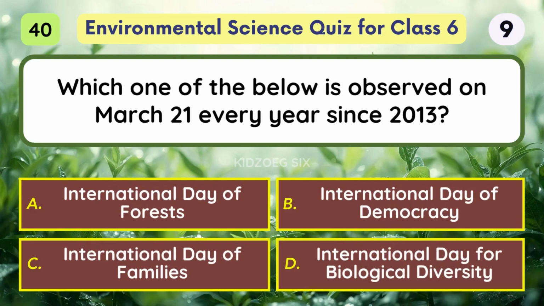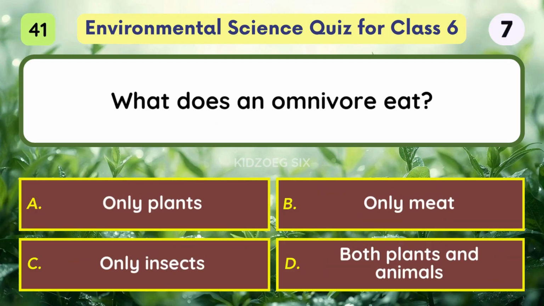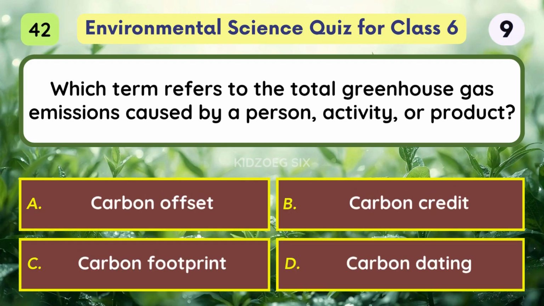Which one of the below is observed on March 21st every year since 2013? International Day of Forests. What does an omnivore eat? Both plants and animals. Which term refers to the total greenhouse gas emissions caused by a person, activity, or product? Carbon footprint.